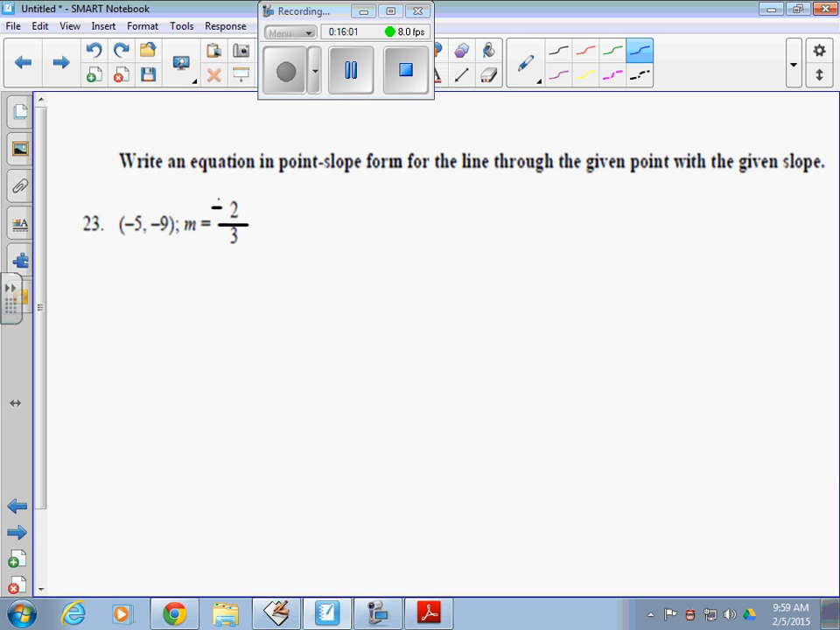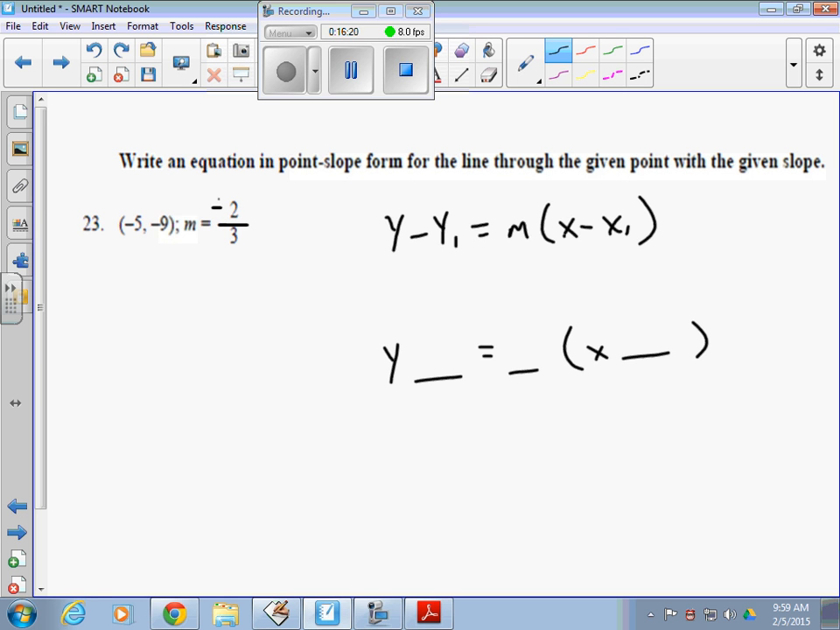Number 23 says write an equation in point slope form through the given point with the given slope. Point slope form is y minus y sub 1 equals m times x minus x sub 1. We're going to fill those three values in. M is the easiest one because whatever it says, that's what you plug in. It says -2/3, that's what we put there.